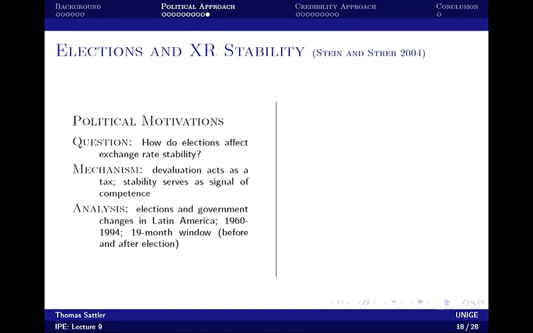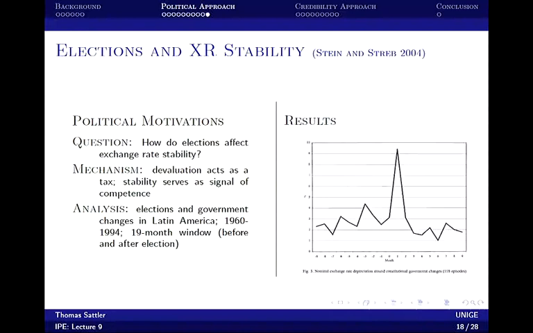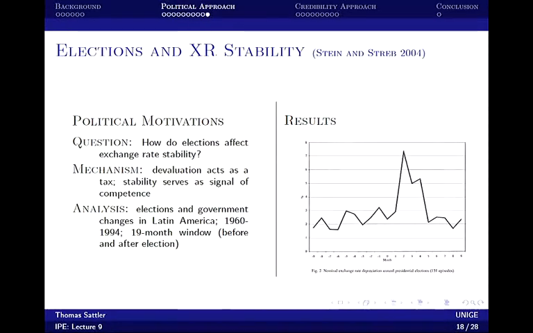And that's what these people looked at. They looked at elections and government changes in Latin America, 10 months before and 10 months after the election or the government change. So this is 9 months before the government changed. Zero is the month of the government change, and this is 9 months after. Here we see the percentage change in the depreciation of the exchange rate. What we see is that the exchange rate always changes after a government change, because new governments have the possibility to change the exchange rate without being punished, since they just entered office. But if you look at elections, zero is now the month of the election. You see very little change before the election, and then after the election, governments start to devalue. So they avoid devaluations before elections because that makes them look incompetent.